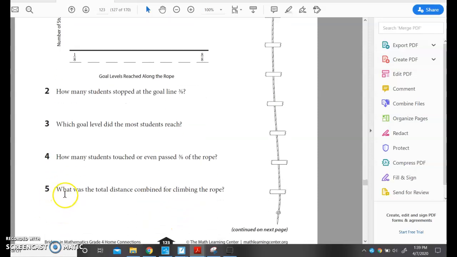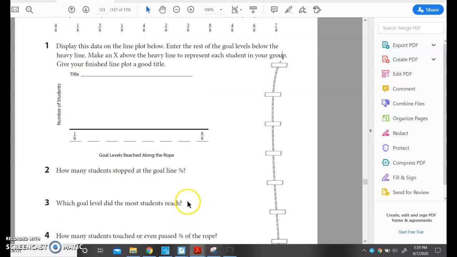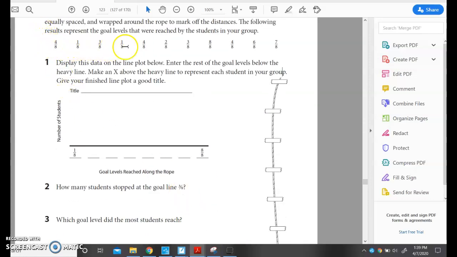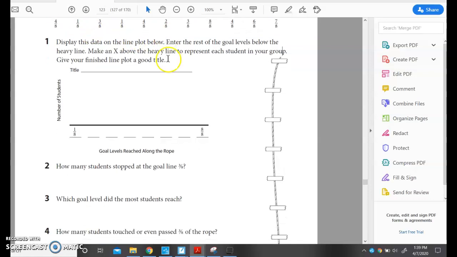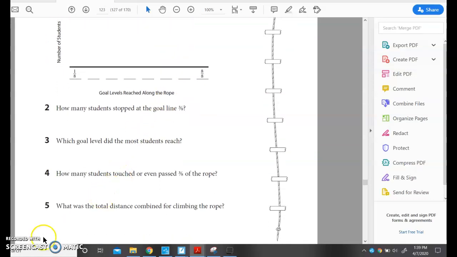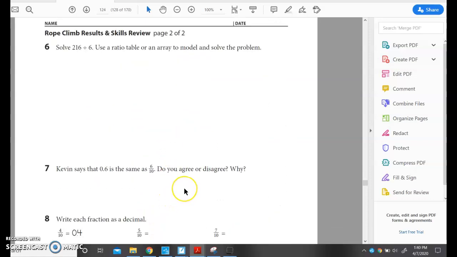Number 5, what is the total distance combined for climbing the rope? So what that means is if you added up all these fractions, how high did all the students climb together? I will give you a hint. If you can find combinations to make 1, that will be the best way to go. So number 5, you're going to figure out what the total combined climbing distance was for every student. Then you're going to go to page 124.